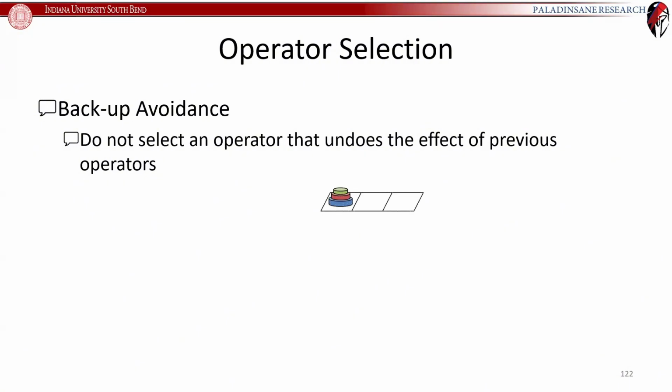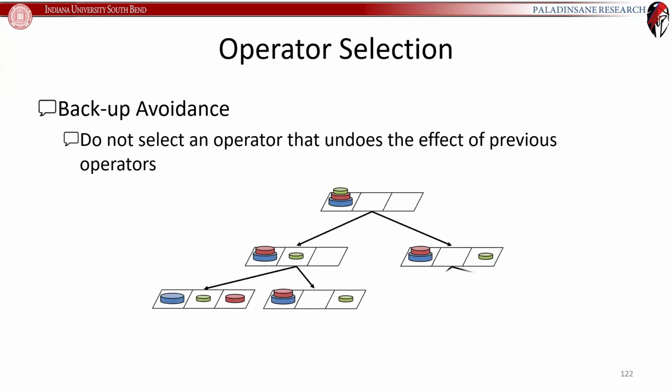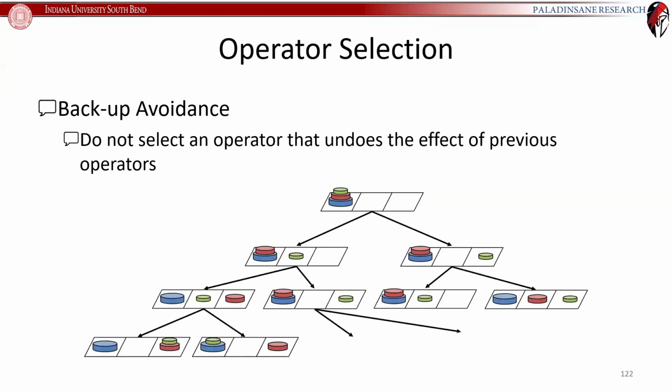So in the Tower of Hanoi, if you're traversing the problem space, if you make that move and then you make that move, you are not going to make that move because that move takes you back to the initial state. So when you're traveling through this Tower of Hanoi problem, you will avoid operators that back you up. You will avoid operators that undo the effect of previous operators, and that's just a general strategy that we use in order to get to where we want to go.